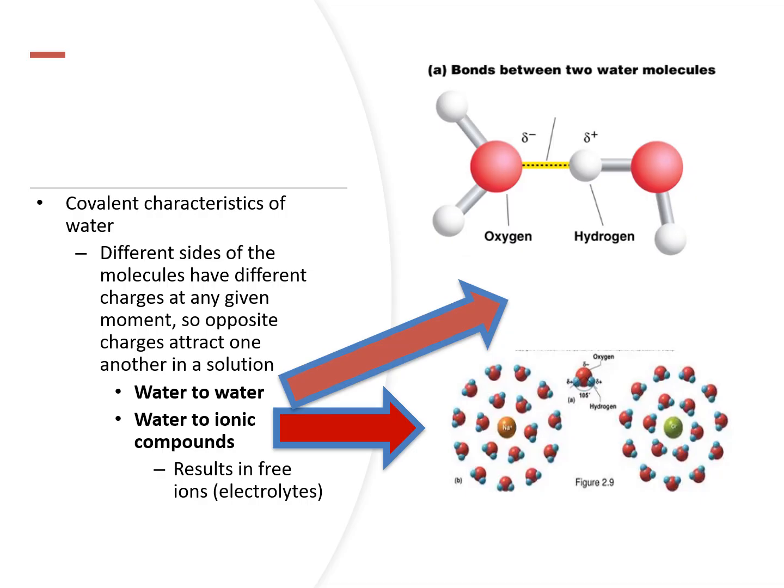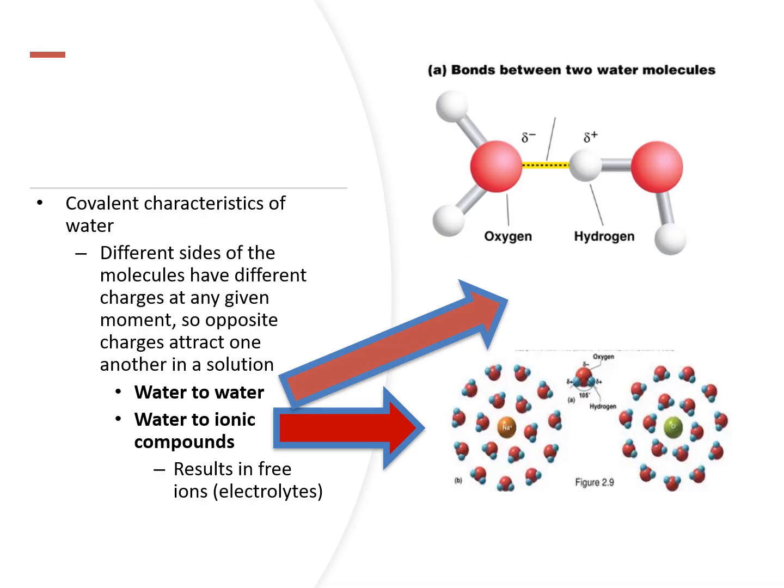The polarity of water is what makes water behave the way it does. So water likes to bond to water. I told you that because you have a negative charge on the oxygen of one water, you have a positive charge on one of the hydrogens of another water. Opposites attract, so they bond together.